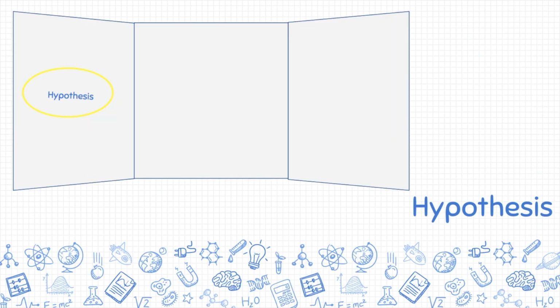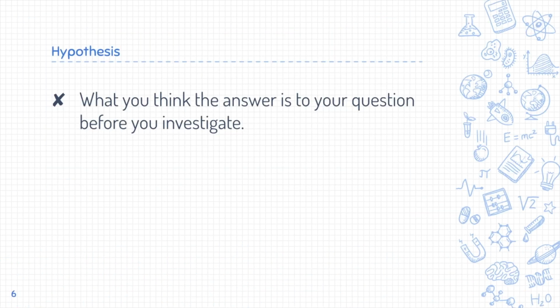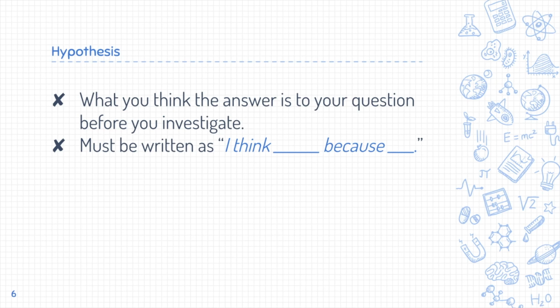Your hypothesis is going to go underneath your question. Your hypothesis is simply what you think the answer is to your question before you do the investigation. Please do not change your hypothesis after you find the correct answer. It's okay if your hypothesis was wrong. You have to write your hypothesis as, I think, blah, blah, blah, because blah, blah, blah.